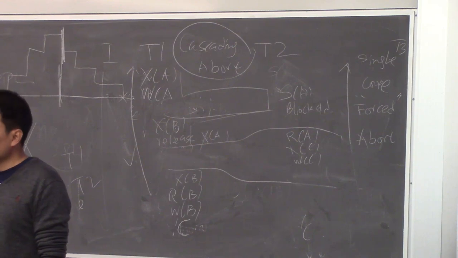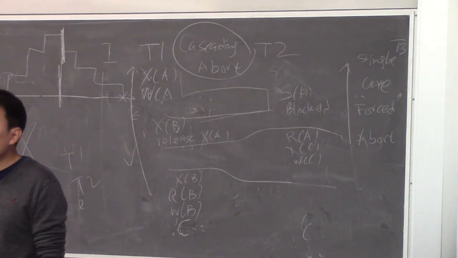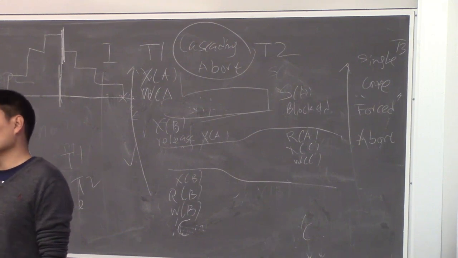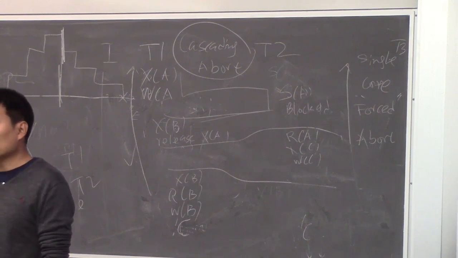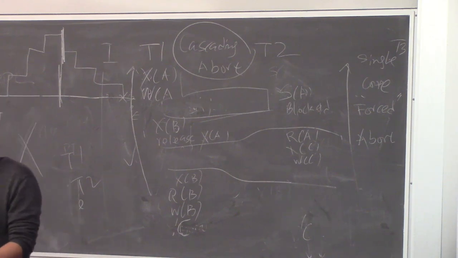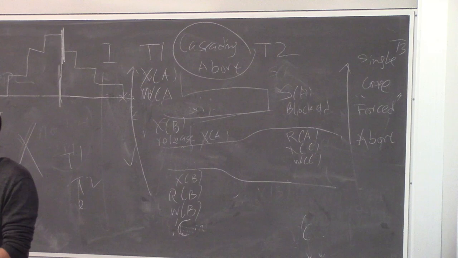If you think the rate for abort is really, really low, and you care about efficiency, go with non-strict two-phase locking. Running a risk, but you know it's a calculated risk. Abort rate is low. If your system is unstable, you have quite a few aborts, then avoid the risk of cascading abort. Go with strict.